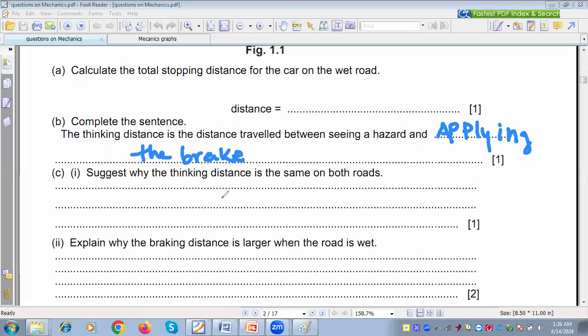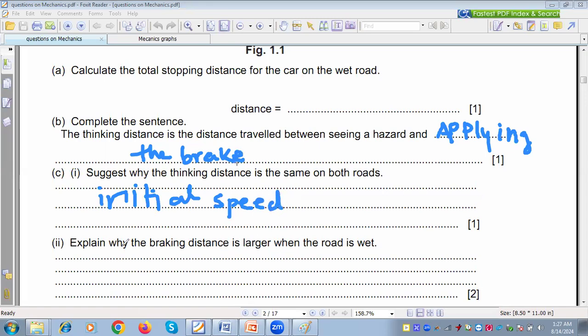Suggest why the thinking distance is the same on both the roads. Because thinking distance depends upon the initial speed with which the car was traveling and thinking time. So thinking time does not change on wet road or dry road. That remains the same. And if the initial speed with which the car was traveling is the same on both the roads, the thinking distance will not be different. It will remain the same on both the roads.